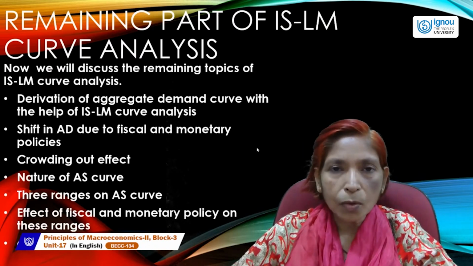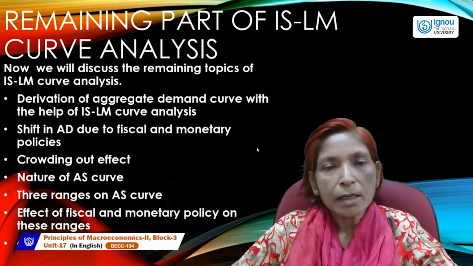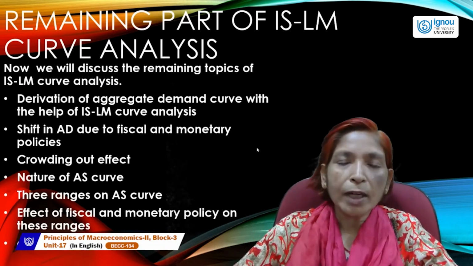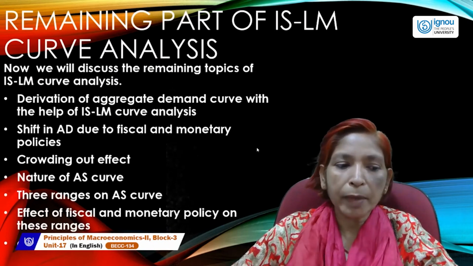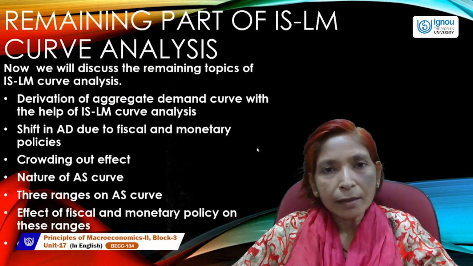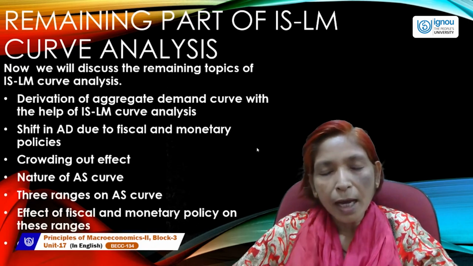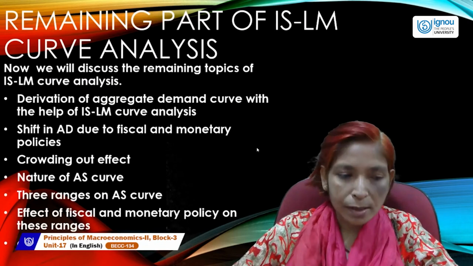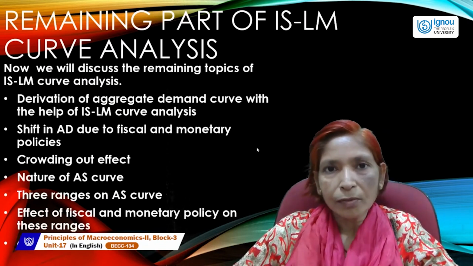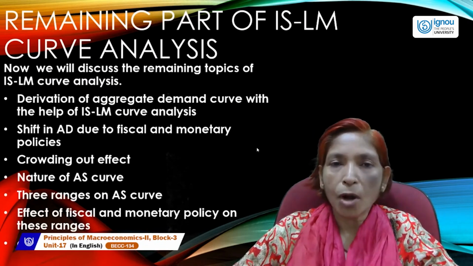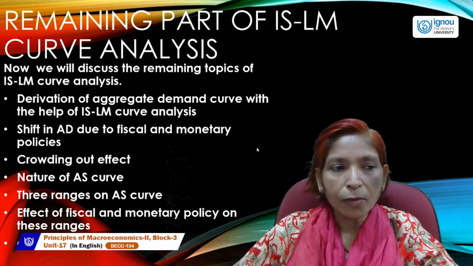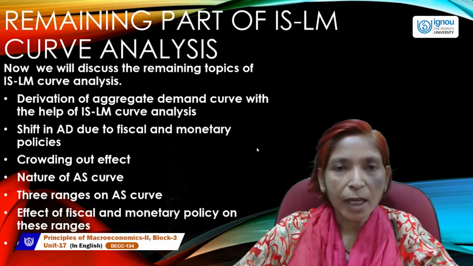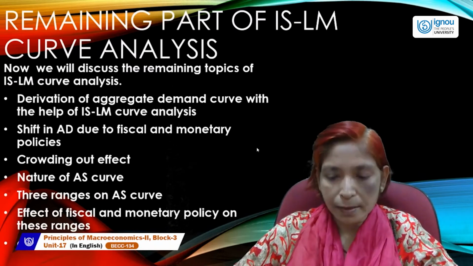What is the crowding out effect? And what is the nature of the aggregate supply curve? And what are the three ranges of the aggregate supply curve? And what is the impact of fiscal policy and monetary policy on these three ranges? And in the last, we will conclude all these topics. So let us start from the first topic, derivation of the aggregate demand curve with the help of IS-LM analysis.